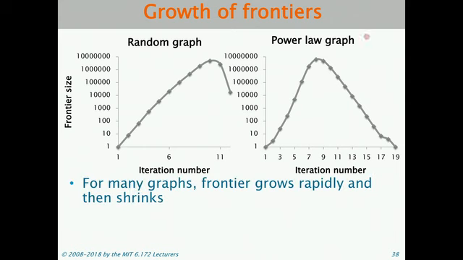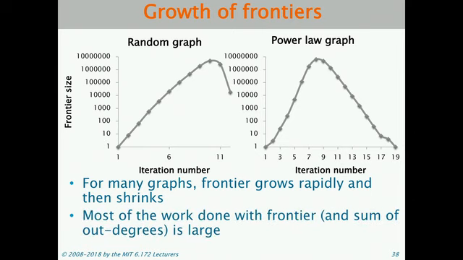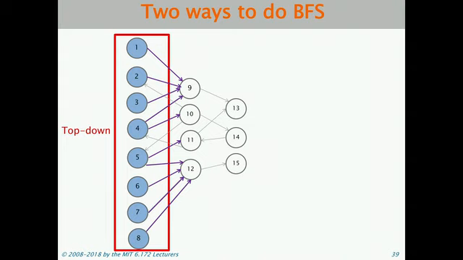So this is true for many of the real-world graphs that we see, because many of them look like power law graphs. And in the BFS algorithm, most of the work is done when the frontier is relatively large. So most of the work is going to be done in these middle iterations where the frontier is very large. And it turns out that there are 2 ways to do breadth first search. One way is the traditional way, which I'm going to refer to as the top-down method. And this is just what we did before. We look at the frontier vertices and explore all of their outgoing neighbors and mark any of the unexplored ones as explored and place them onto the next frontier.